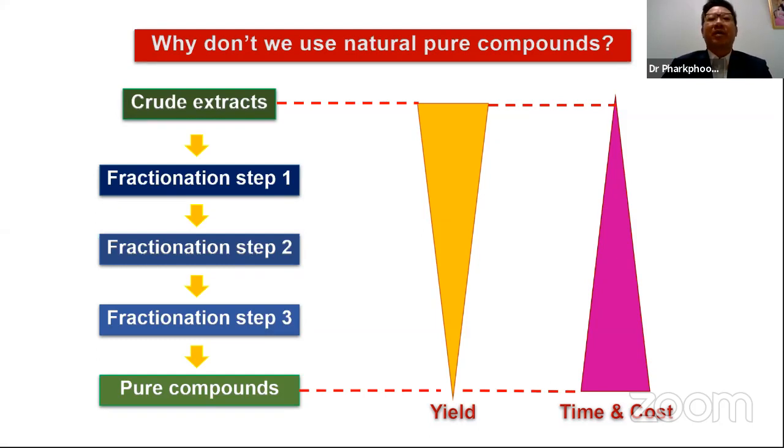This is the major problem, because if you would like to develop the product for commercialization, the first thing you have to think about is the yield of the compound that you would like to use for formulation. If you can get only small amounts, it is not enough for product development on a large scale or industrial scale. And also if the cost of production is very high, your product will be very expensive.